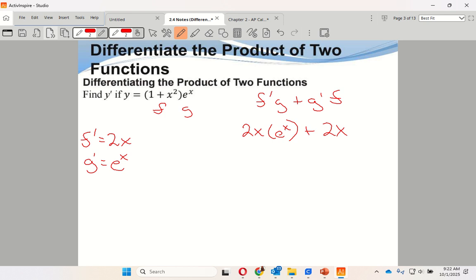Oh, wait, what? No, e to the x, sorry. My head's in the way, and I'm trying to, so g prime was e to the x times f, which is x squared. There you go, okay.